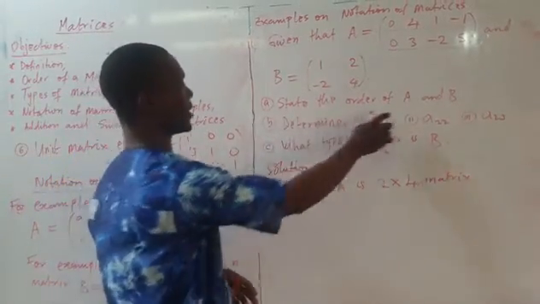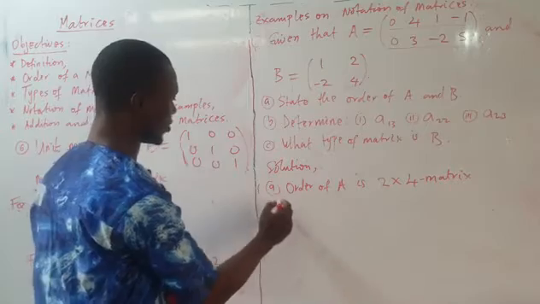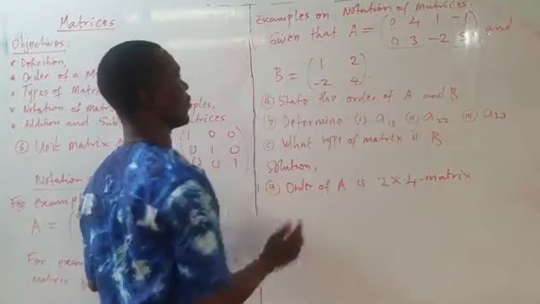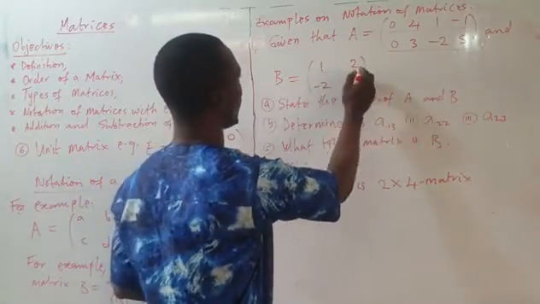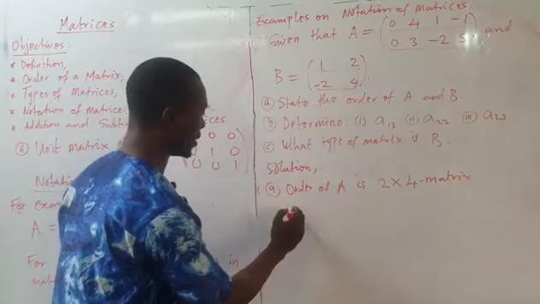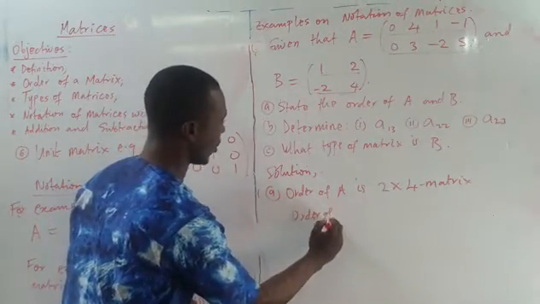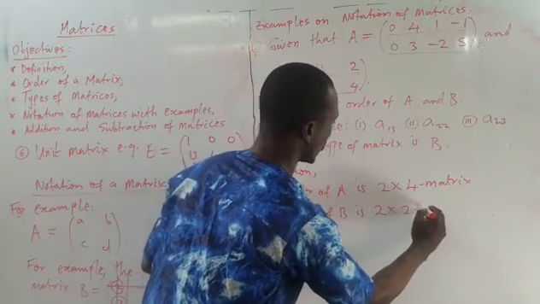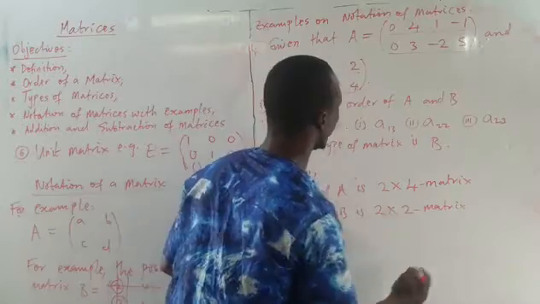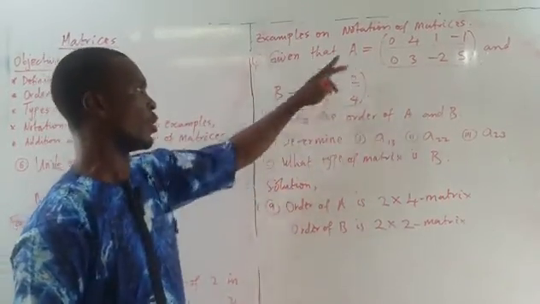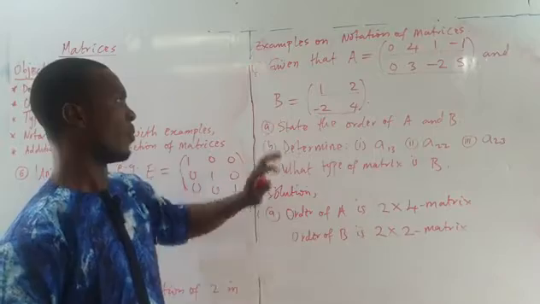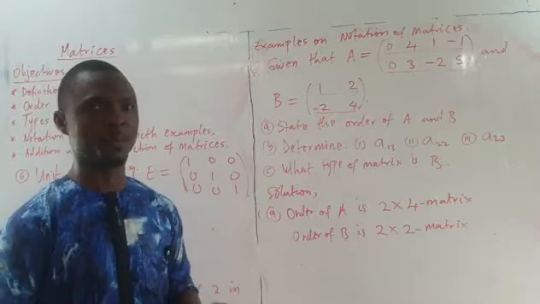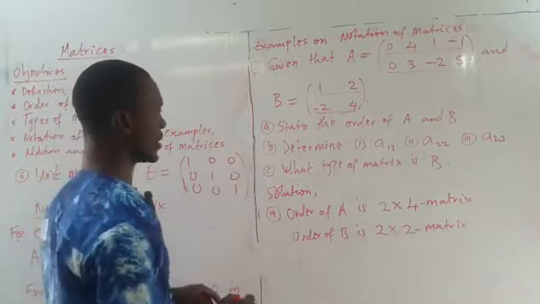Then the second part, that is the order of matrix B. The order of matrix B depends on the number of rows and the number of columns. So we have first row, second row. So that means the order of B is a 2 by 2 matrix, because here the number of rows and the number of columns are the same. So we name this type of matrix a 2 by 2 matrix, which is also known as a square matrix.